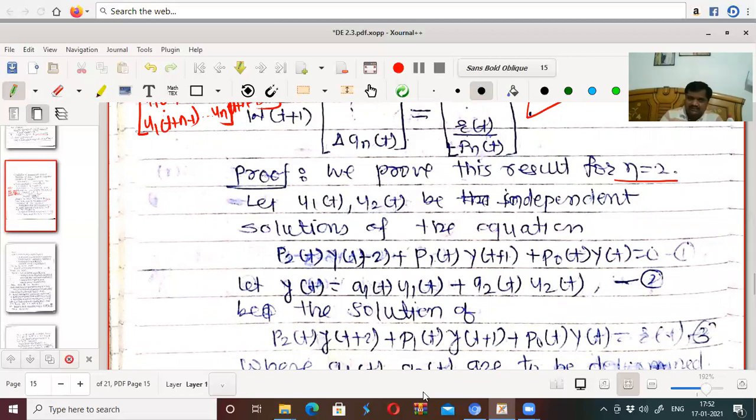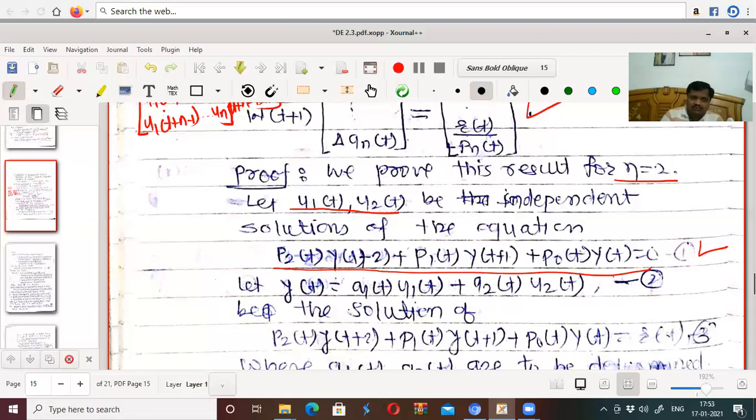To consider a second order difference equation, it must have two linearly independent solutions. Suppose that u1(t) and u2(t) are the two independent solutions of this second order homogeneous equation. We call it equation number 1. Which equation is there? P2(t) y(t+2) plus P1(t) y(t+1) plus P0(t) y(t) equal to 0. So suppose that u1 and u2 are the two linearly independent solutions of this homogeneous equation with variable coefficients.